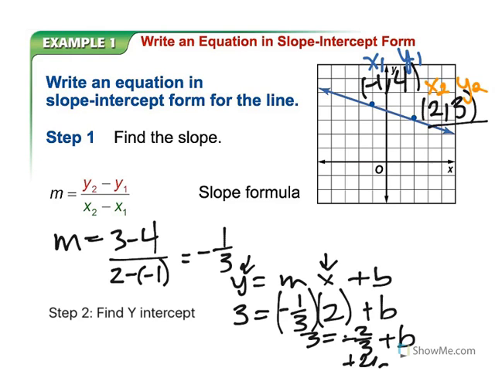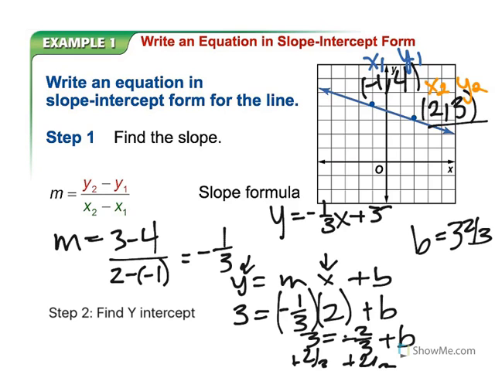If I add 2/3 to both sides, that means b is equal to 3 and 2/3. Okay, so we have enough information to write my formula, which is y equals negative 1/3 x plus 3 and 2/3, which is my answer. Now I would like you to try a problem.